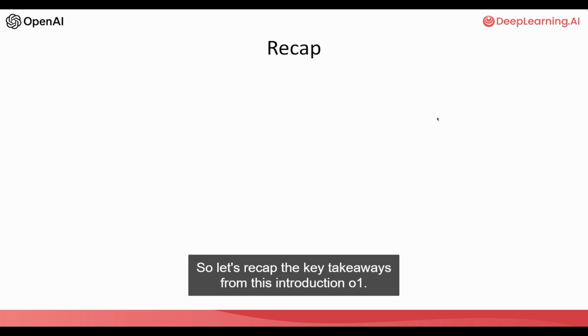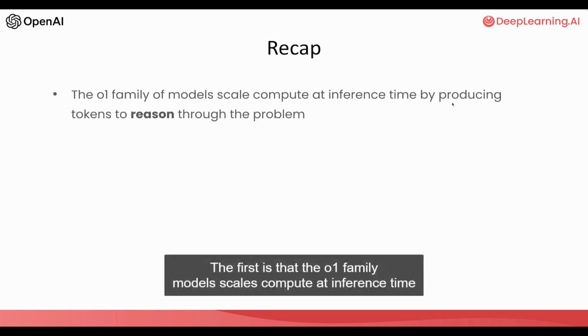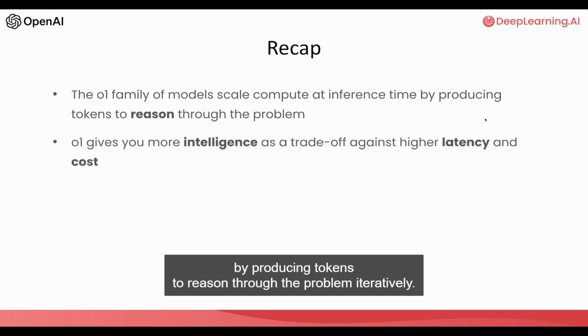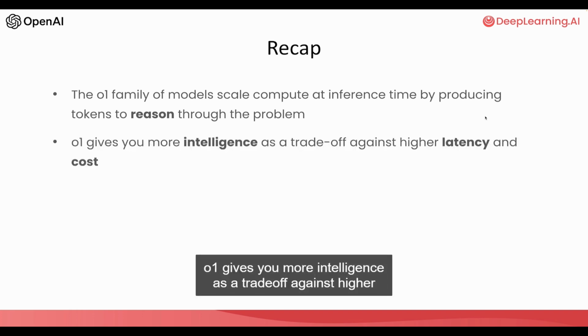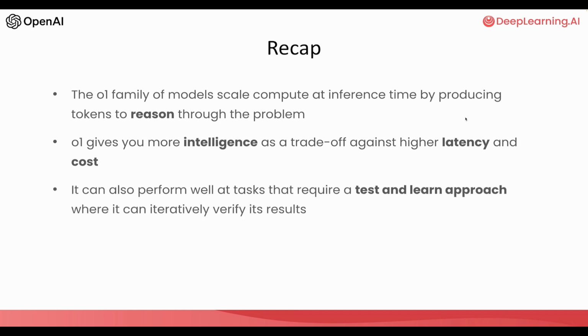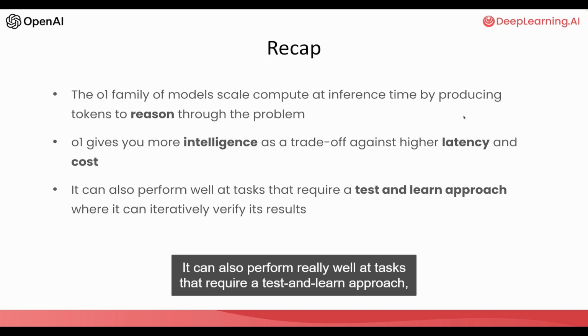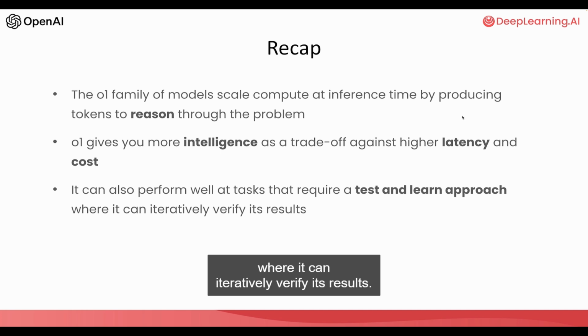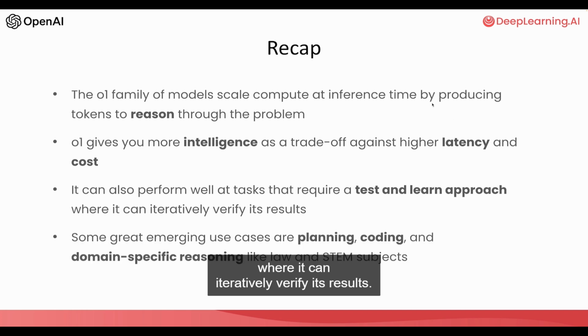So let's recap the key takeaways from this introduction to O1. The first is that the O1 family of models scales compute at inference time by producing tokens to reason through the problem iteratively. O1 gives you more intelligence as a trade-off against higher latency and cost, so it's not appropriate for all use cases. It can also perform really well at tasks that require a test and learn approach, where it can iteratively verify its results.